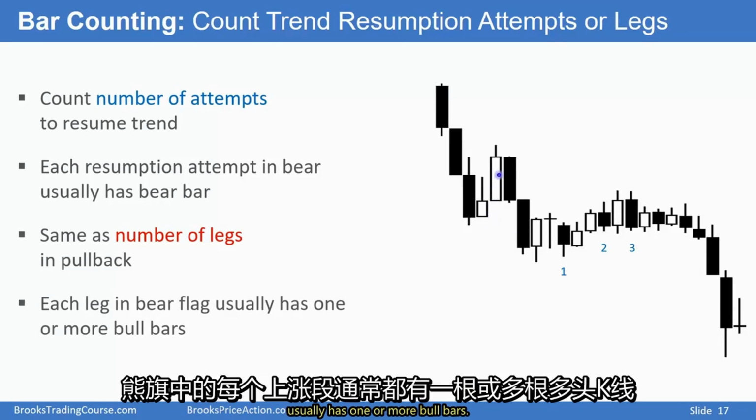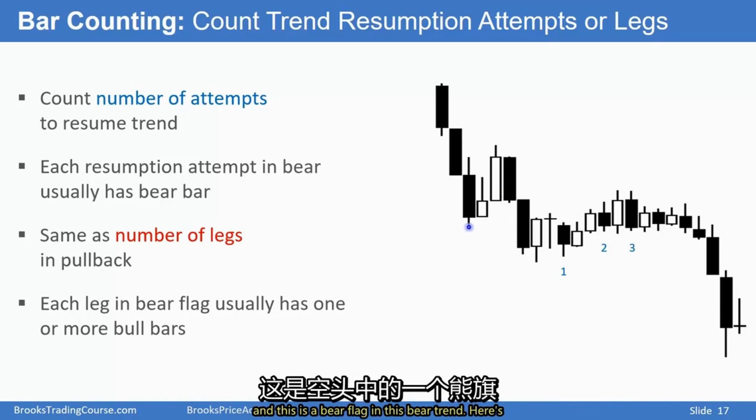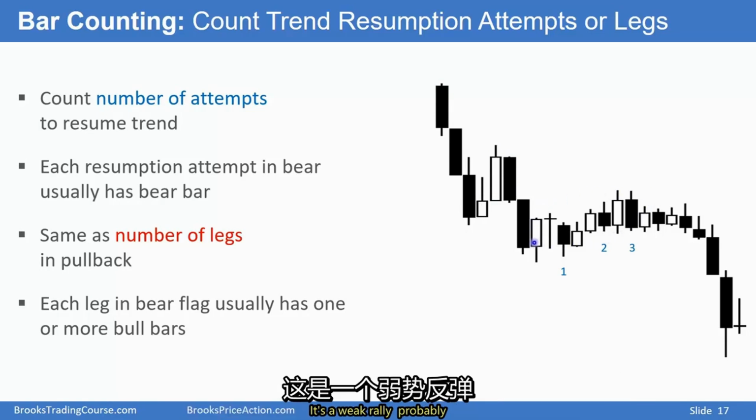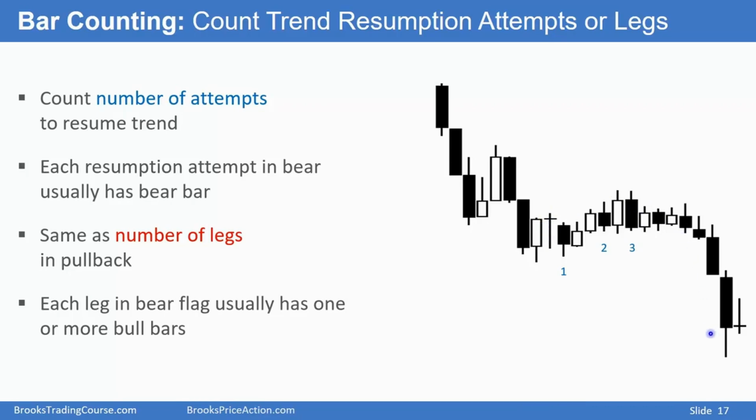Each leg in a bear trend has 1 or more bars. Each leg in a bear flag usually has 1 or more bull bars. So here we have 2 bull bars, and this is a bear flag in this bear trend. Here's bear trend resumption, and here we have many bull bars in this pullback. It's a weak rally, probably a bear flag, and you can see the trend resumed.